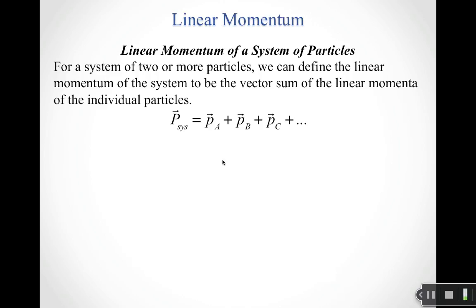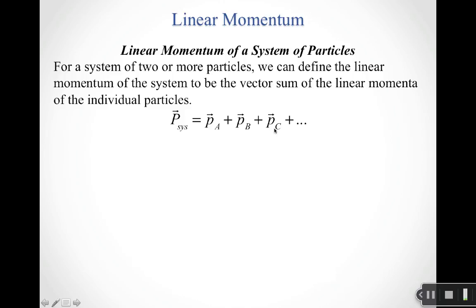The last thing that we're going to do is ask, what happens if I have multiple objects? Because what we'll see is there's a situation in which momentum will be conserved where we'll need to deal with the momentum of lots of pieces. So how do we calculate the linear momentum of a system of particles? The easiest way to define it is to say that the linear momentum of a system of particles is nothing more than the vector sum of the linear momentum of the individual particles.